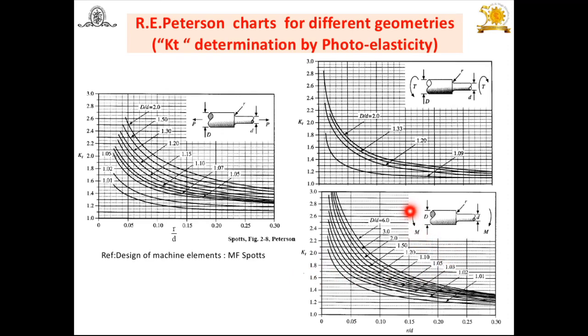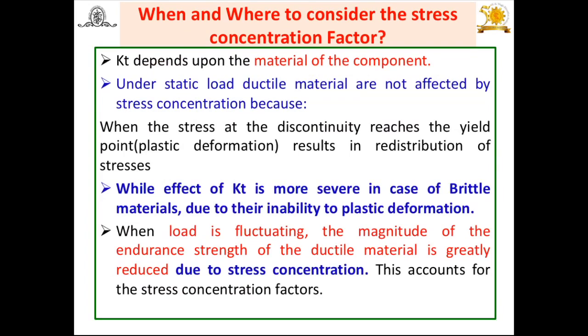Again here you will find the component which is subjected to bending moment, here torsional moment, and you will get the different values of KT. That means the varying load or the load condition also matters. Even though dimensions are the same, with axial load, tensile load, torsional moment, or bending moment, you will get different values of KT. That means by using the R.E. Peterson chart, you will get directly the value of KT.